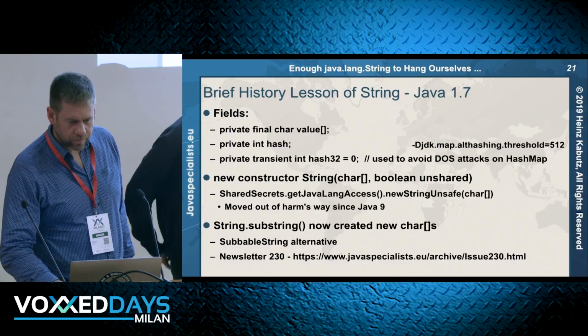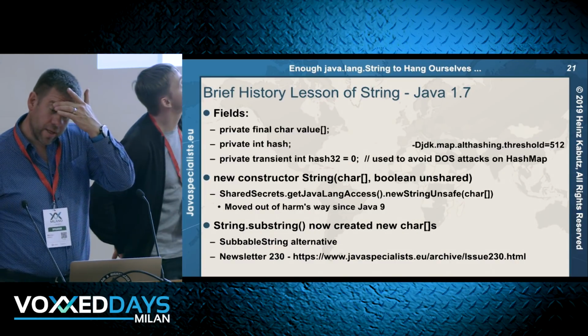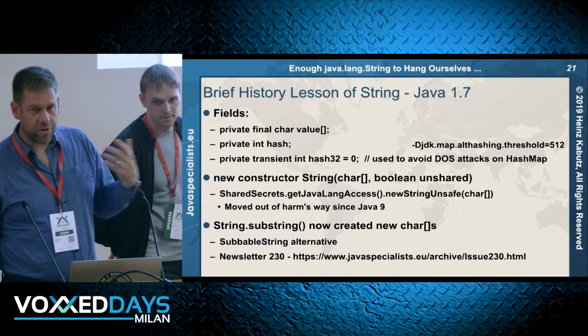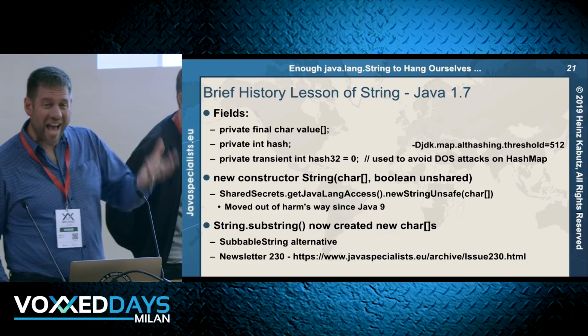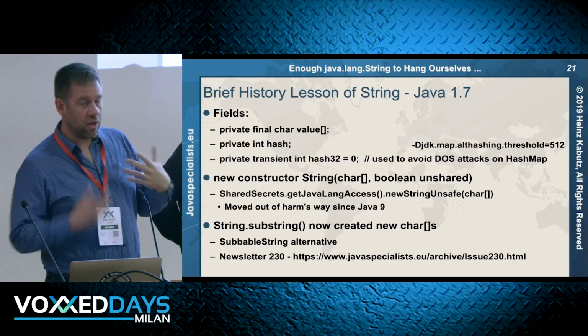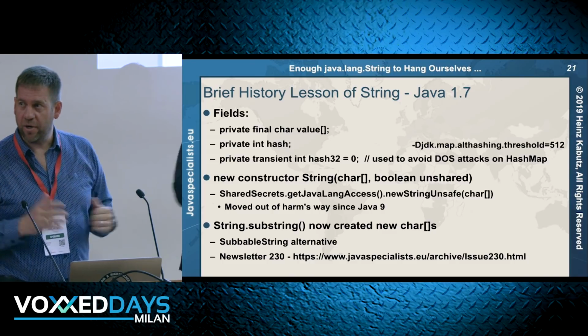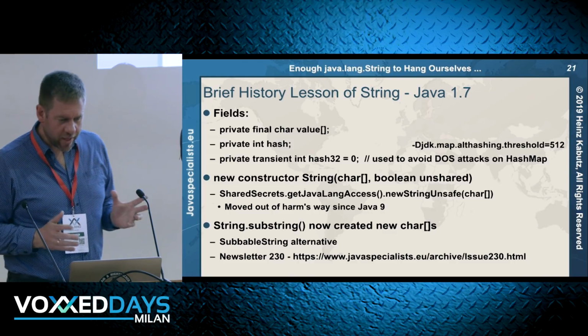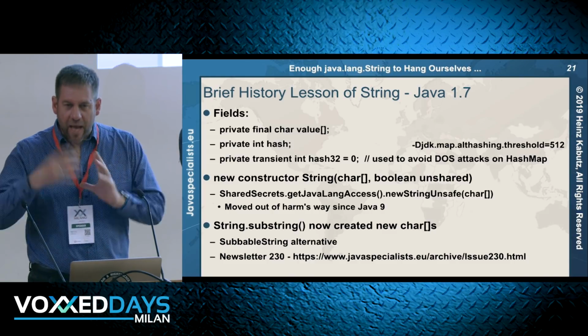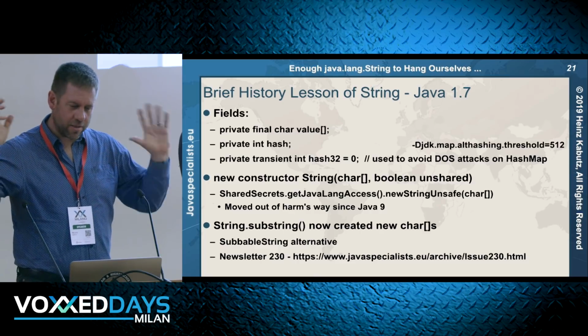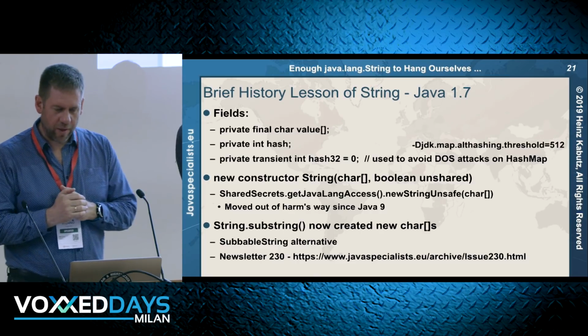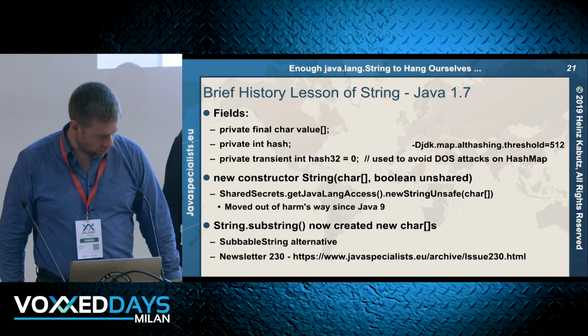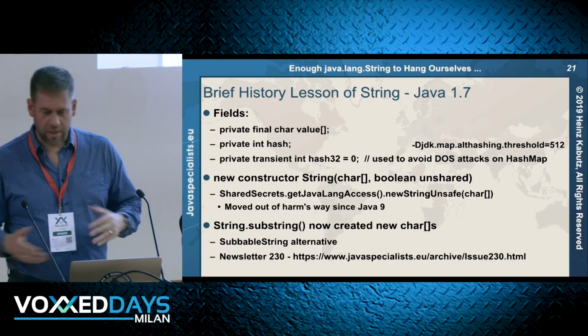Java 7, I mentioned to you that they were concerned about the possible attack on servers by having lots and lots of strings with a hash code of 0. So they solved that by having another hash code. It's called hash32. Now, when I saw that, I got really excited. I thought, awesome, now all my systems are going to be faster.